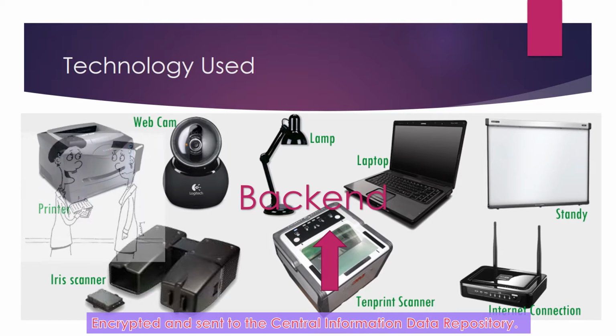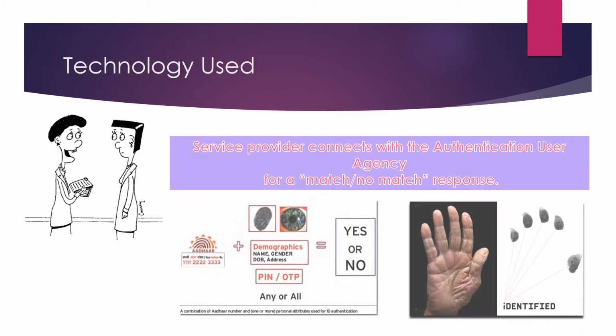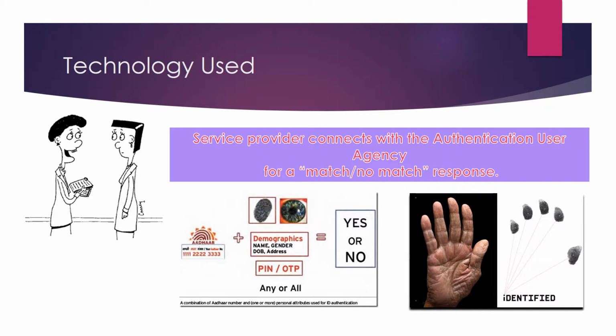When a person wants to seek a service, the service provider connects with the authentication user agency, which establishes a secure leased line to the repository at UIDAI. The repository verifies the submitted Aadhaar data with the data stored on the repository and responds with a simple yes/no to indicate a match/no-match response. The Aadhaar number is to be used along with demographic attributes like the name, address, or date of birth of the resident, or with a one-time generated PIN password, or with biometric data like fingerprint and/or iris scan.